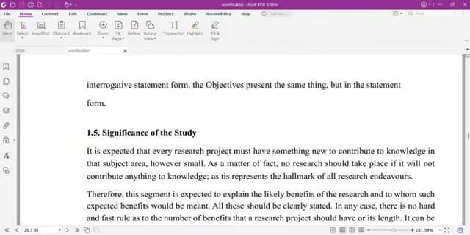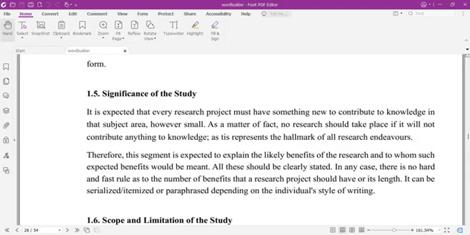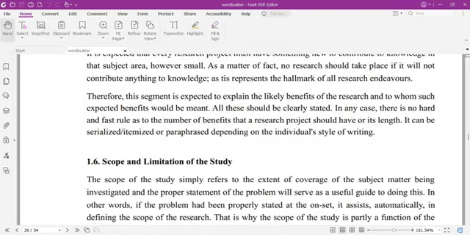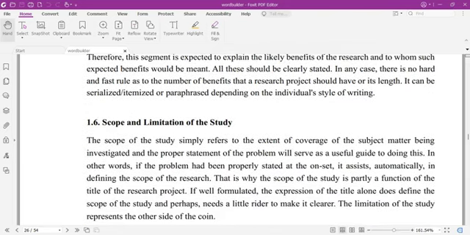We talked about the significance of the study. We said it has to contribute to knowledge. If it's not contributing to knowledge, it is not research. You're not doing anything. So it is something that when you do, your result will stand out as giving an addition to existing knowledge. We talked about the scope and limitation.